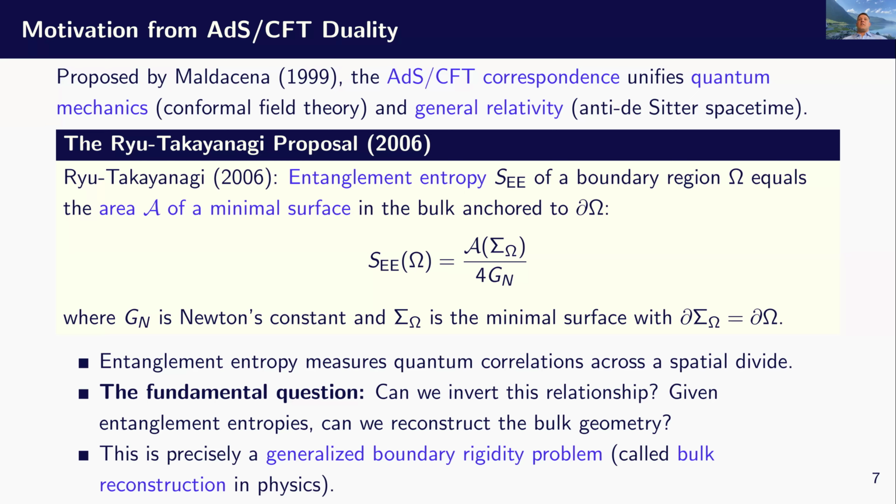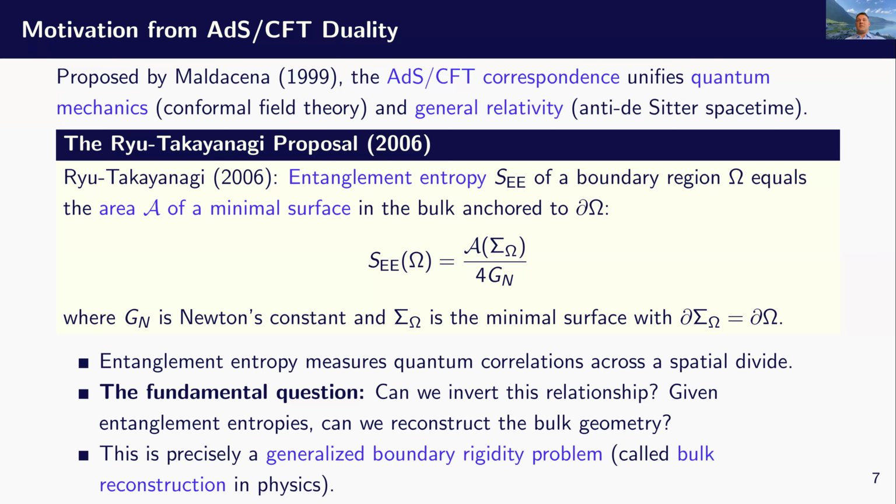Anyway, there was then one specific proposal some years after Maldacena's paper by Ryu and Takayanagi, 2006. It says the following. I will first read the statement of this proposal and then explain what it is in more detail. In words, it says that the entanglement entropy S of a boundary region omega equals the area of a minimal surface in the bulk that is anchored to the boundary of omega.